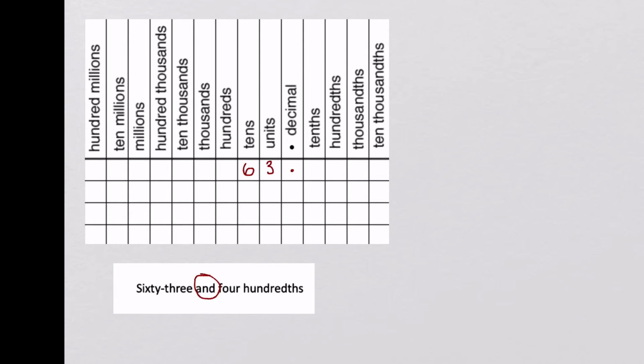And 4/100ths means the 4 has to go in the hundredths place. And you can't just leave nothing in the tenths place, so what goes there is 0. So this number is written as 63.04.